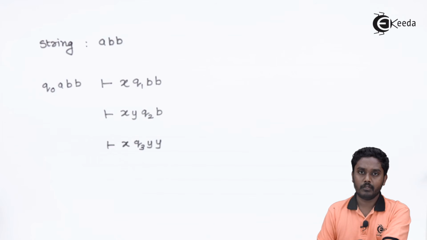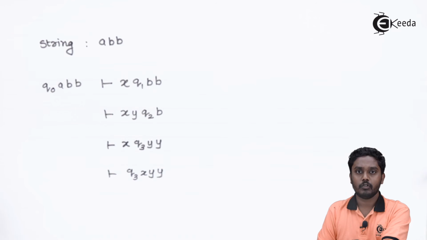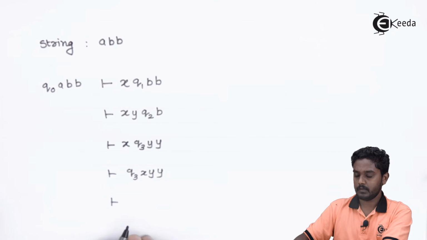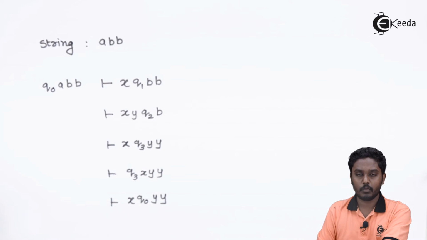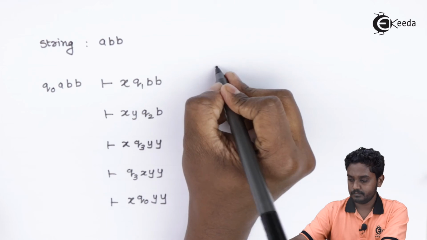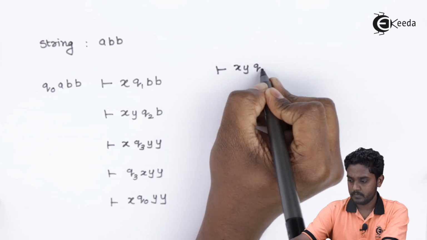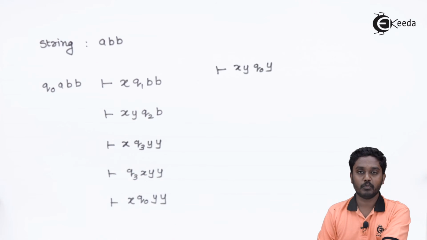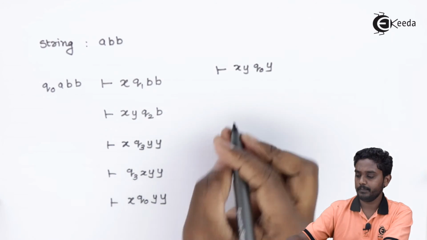Q3 on Y will move left. Q3 on X will go to the initial state Q0. Along with that, it will move to the right. Q0 on Y will go to the state Q4. Along with that, it will move to the right. Again from Q4 on Y will move to the right, but the state would be Q4 only.